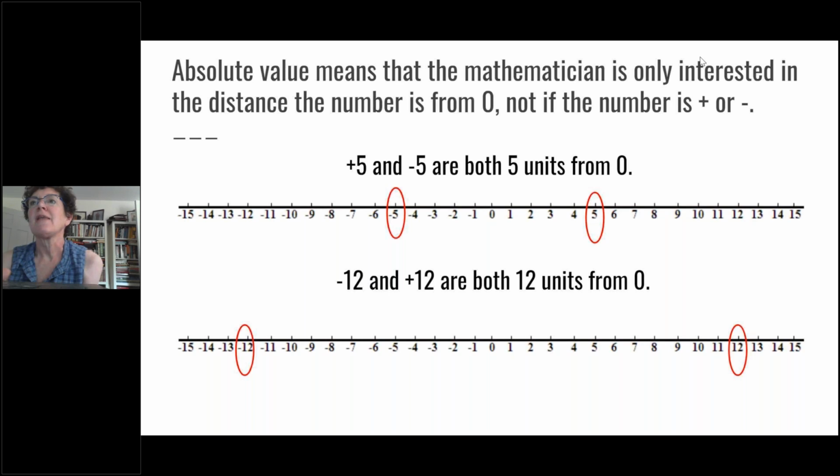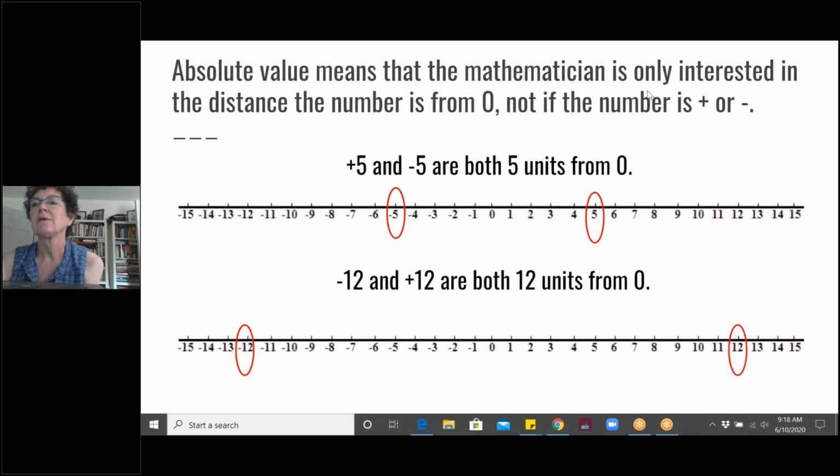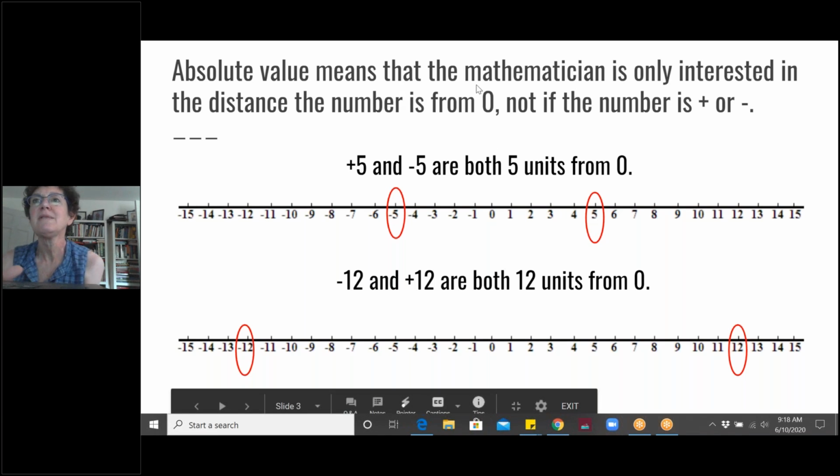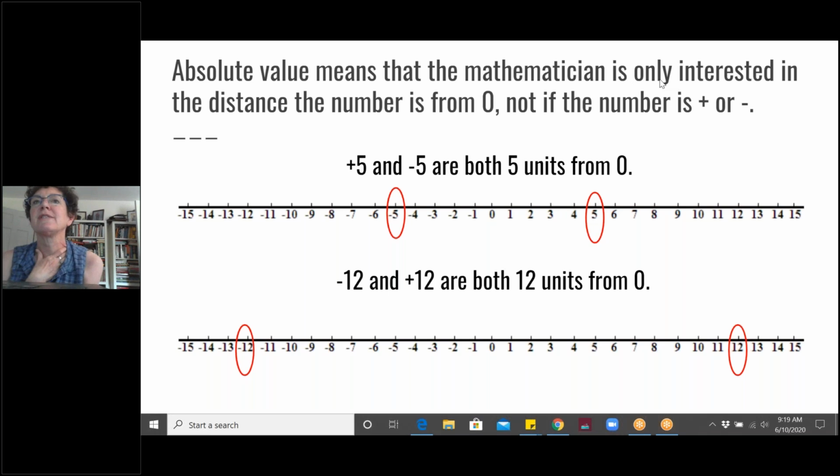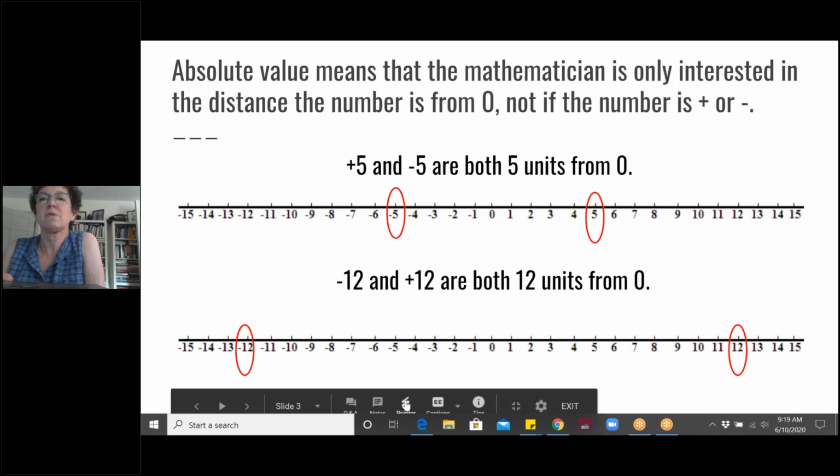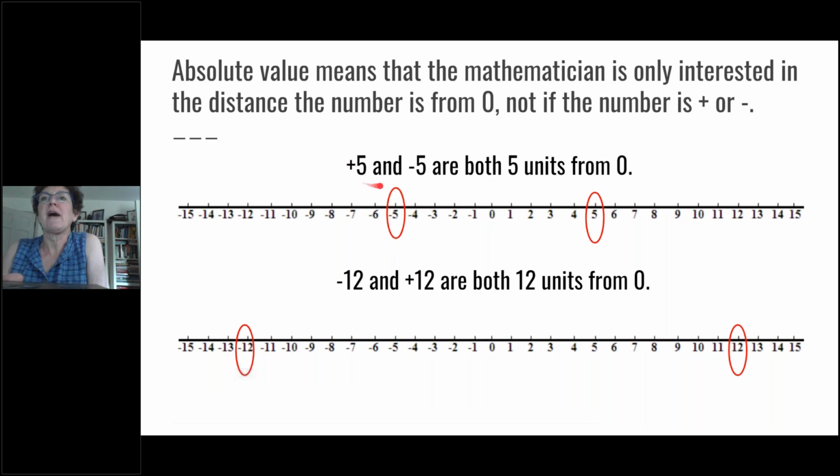It means that the mathematician is really only interested in the distance the number is from 0, not if the number is positive or negative. So positive 5 and negative 5 are both 5 units from 0. If I start at 0 and I go to positive 5, 1, 2, 3, 4, 5 units from 0. Negative 5 is also 1, 2, 3, 4, 5 units from 0. And there are times when I am not concerned with whether the number is positive or negative. I just want to know the distance.